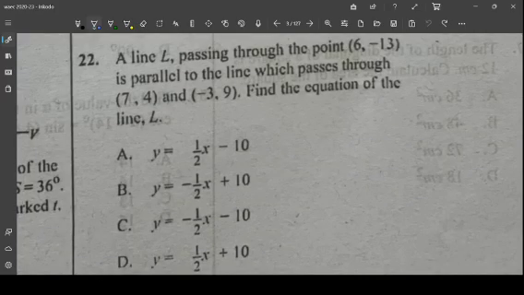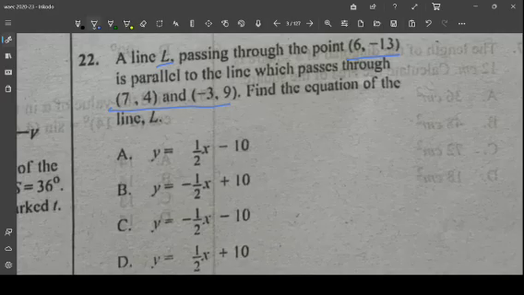Hi guys, welcome to question number 22. And it says a line L passing through the point 6, minus 13 is parallel to the line which passes through 7, 4 and minus 3, 9. Find the equation of the line L. So we are given this line L as passing through this point, but we are not given the gradient of the line. But we are told that the line is parallel to another line that is passing through these 2 points. So what do we know about two lines parallel to each other?